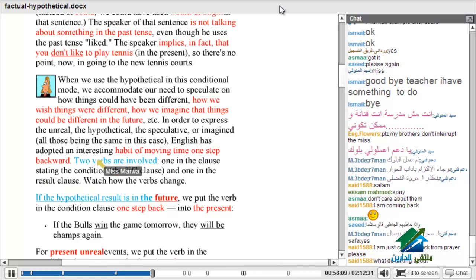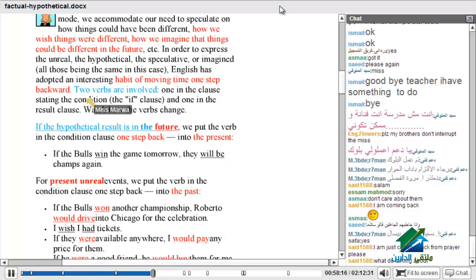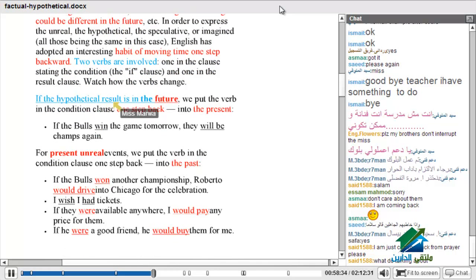We are speaking about hypothetical statements and how we use conditional if. Okay? طيب تعالوا نشوف كده ايه هي different situations. طيب انا if I have a situation in future, how can I express myself using conditional if? If the hypothetical result is in the future, we put the verb in the conditional clause one step back. If you are waiting for the result to be in future, take care. We put the verb in the conditional clause one step back into present. يبقى مشينا رجعنا لورا من future لإيه؟ لpresent.